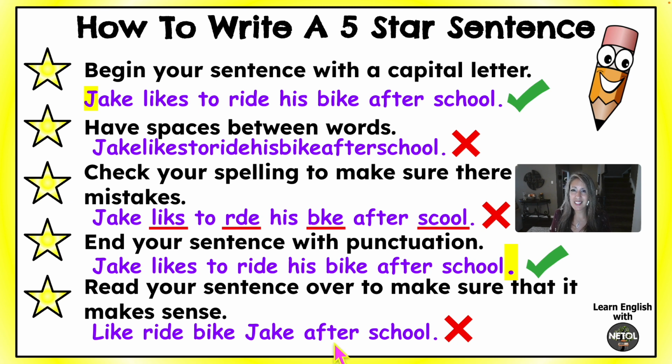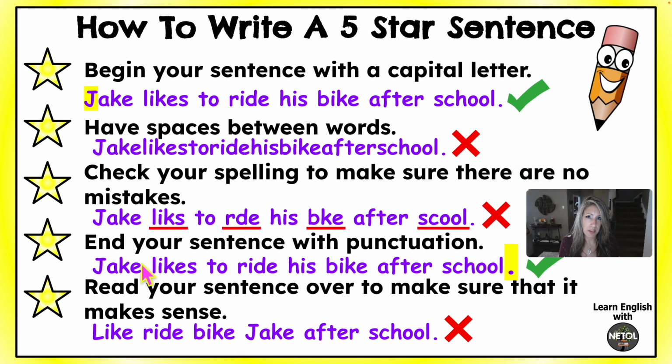This sentence is incorrect. Remember at the beginning of the lesson, we learned about a complete sentence. A complete sentence must answer 2 questions. Who is the sentence about? And what is happening in the sentence? So who, it's about Jake. So Jake is the subject of the sentence. So always begin with the subject and then what is happening in the sentence. Jake likes to ride his bike after school. That is what is happening in the sentence.